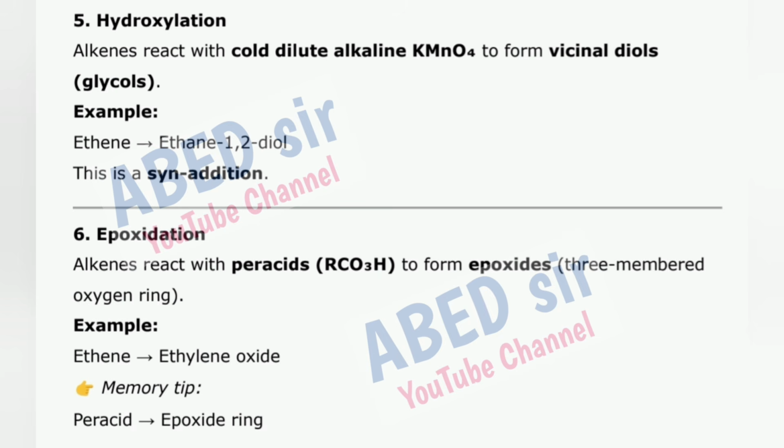5. Hydroxylation. Alkenes react with cold dilute alkaline KMnO4 to form vicinal diols, glycols. Example: ethene → ethane-1,2-diol. This is a syn addition. 6. Epoxidation. Alkenes react with peracids, RCO3H, to form epoxides, a three-membered oxygen ring. Example: ethene → ethylene oxide. Memory tip: peracid = epoxide ring.